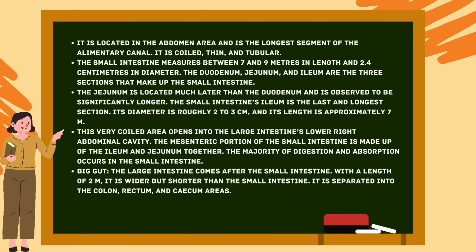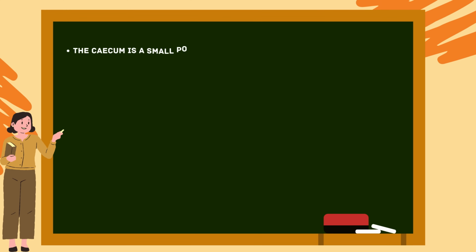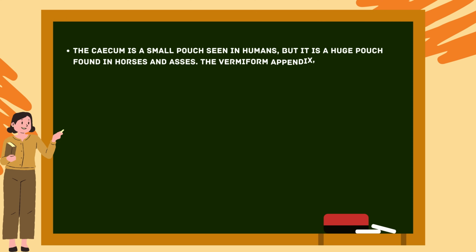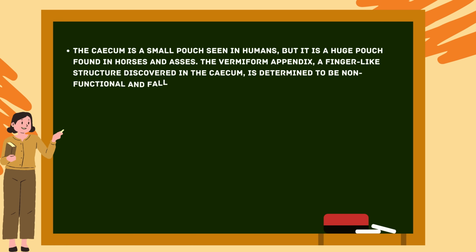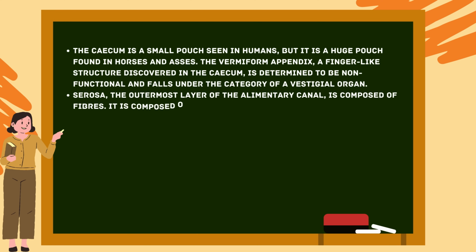It is separated into the colon, rectum, and cecum areas. The cecum is a small pouch seen in humans, but it is a huge pouch found in horses and asses. The vermiform appendix, a finger-like structure discovered in the cecum, is determined to be non-functional and falls under the category of a vestigial organ. Serosa, the outermost layer of the alimentary canal, is composed of fibers.